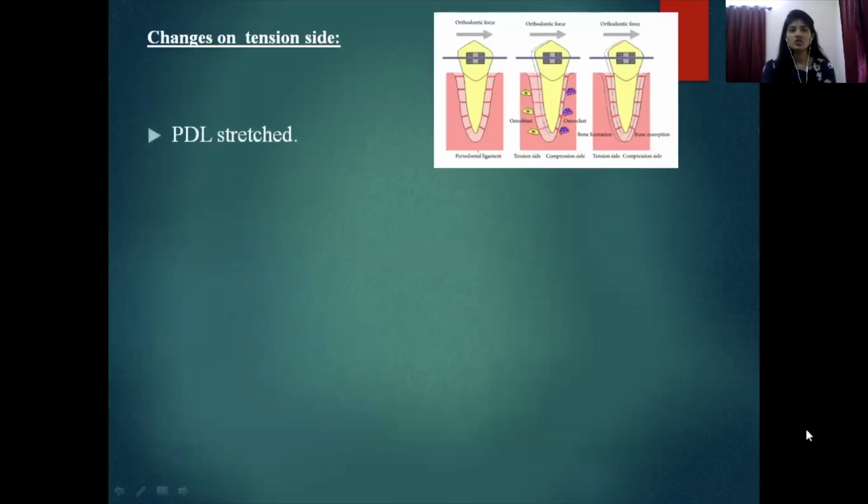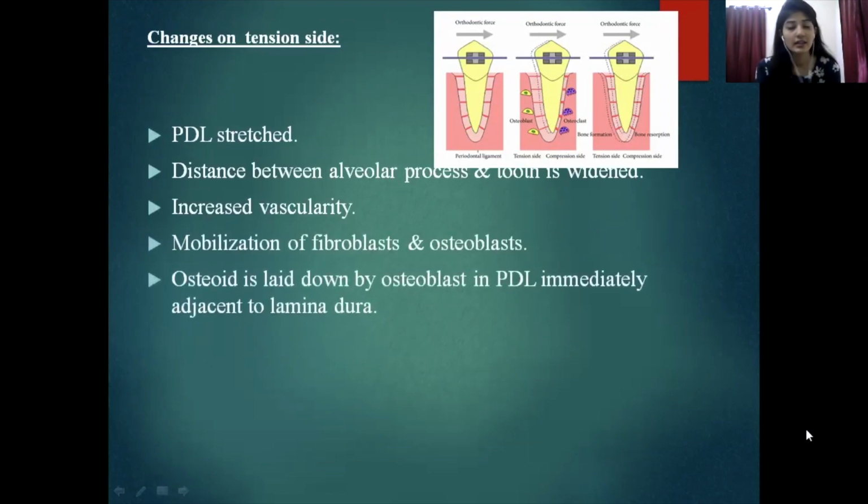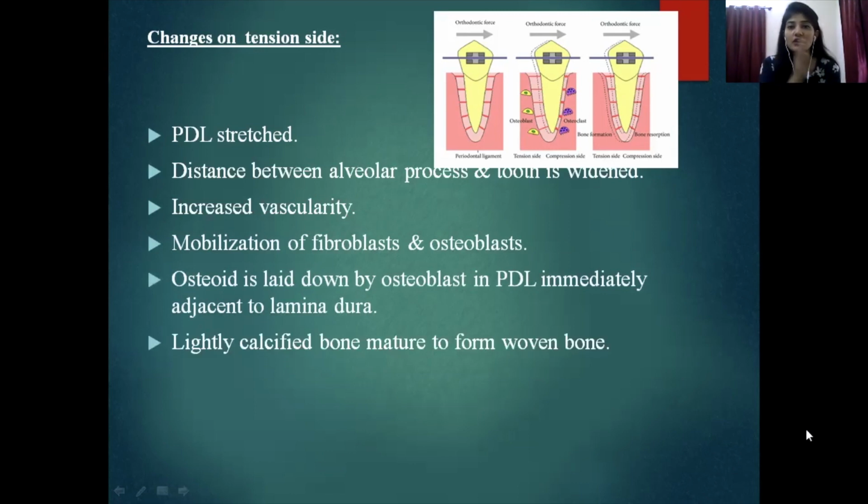Okay. Coming to the changes on the tension side, there is stretching of the PDL as we have just discussed. The distance between the alveolar process and the tooth is going to widen. So there is an increase in the surface area between the tooth and the area of bone where there is tension. Again, there is increased vascularity as fluid is flowing from the pressure side, and hence there is mobilization of fibroblasts as well as osteoblasts, the cells responsible for the formation of fibers as well as bone.